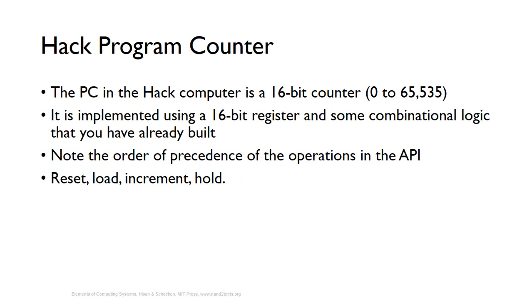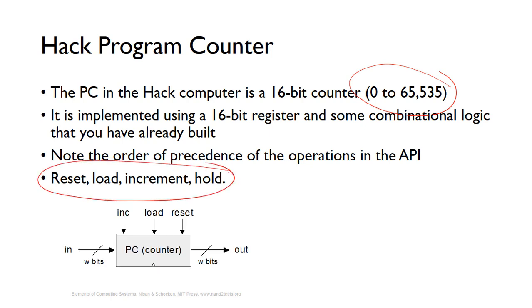The program counter in the Hack computer is a 16-bit counter. So these are the values we can count, 0 to 65,535. It's implemented using a 16-bit register and some combination of logic that you've already built. It's very important that you get the precedence of the operations in the API correct. The correct order is reset, load, increment and hold.